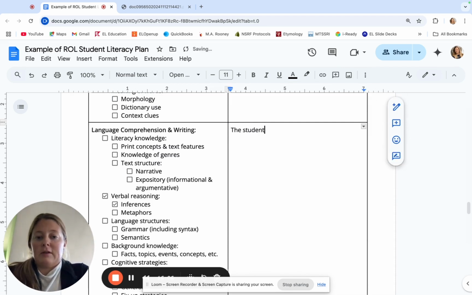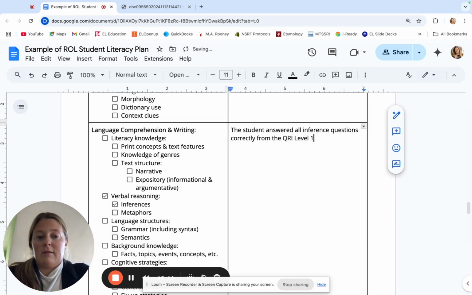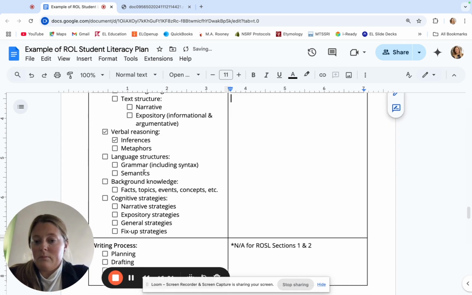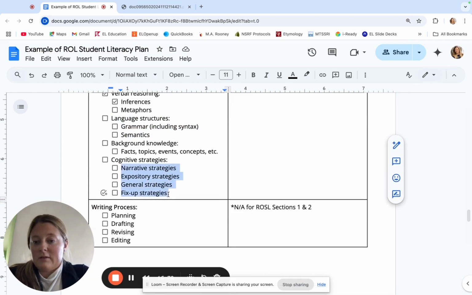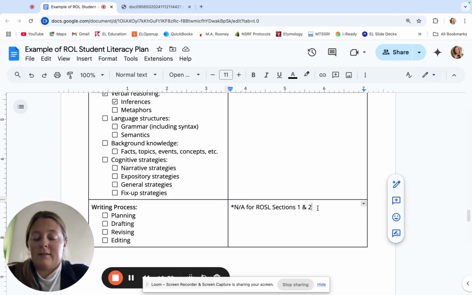I'll just say the student answered all inference questions correctly from the QRI level 1 expository text entitled Air. Okay. I did not test him on language structures. Did not get into writing with him. Yeah. And it even says if you're doing this for the Roots of Literacy training, for root literacy design, you do not have to fill this part out.